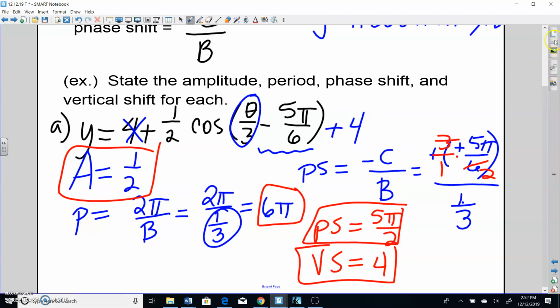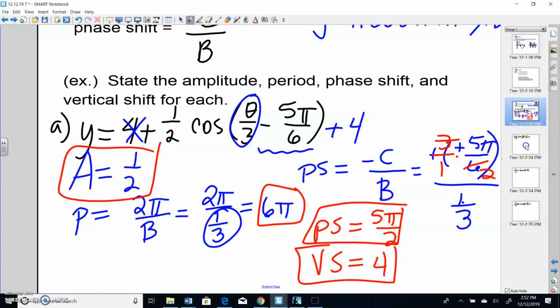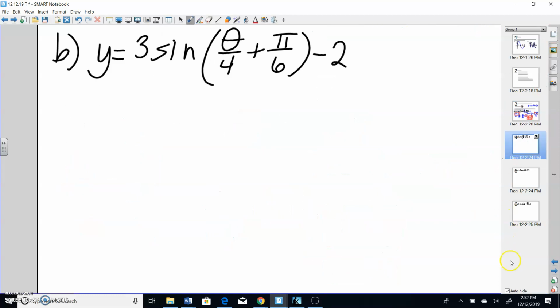All right, let's do another one. We are going to identify the amplitude, period, phase shift, and vertical shift for this function, which is y equals 3 sine of quantity theta over 4 plus pi over 6, minus 2.